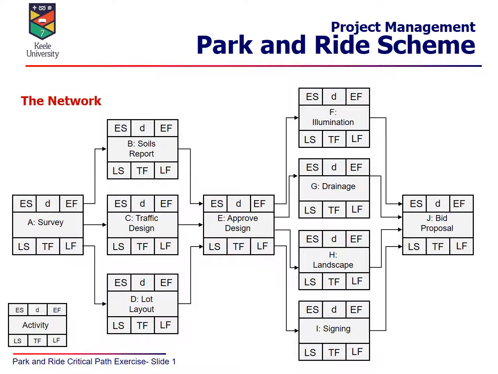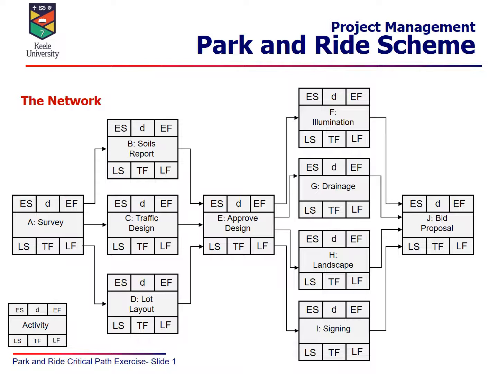Activity E is the approving of the design. So activities B, C and D is where that initial design is all approved. You have to complete the soils report, the traffic design and the lot layout for the car park before you can then approve all of these. Clearly you can't approve the designs until you've done the basic designs. Okay, so those all feed into activity E.